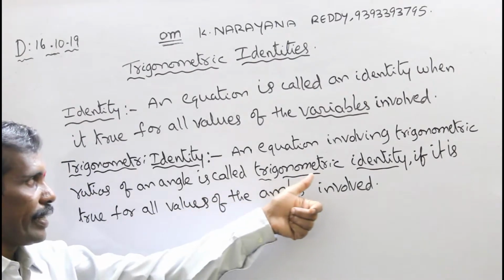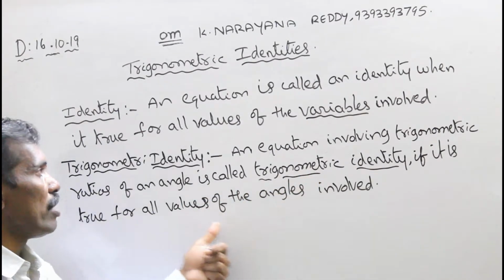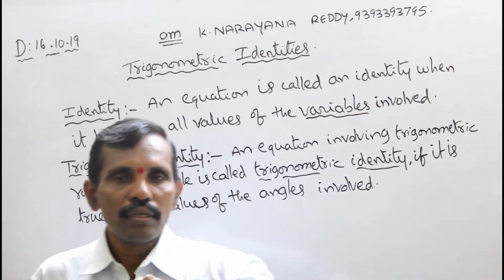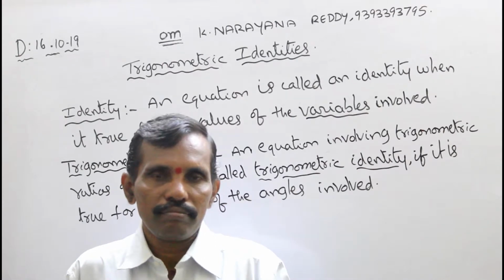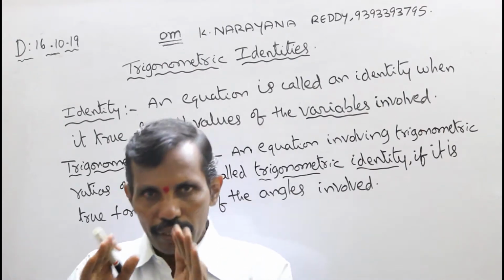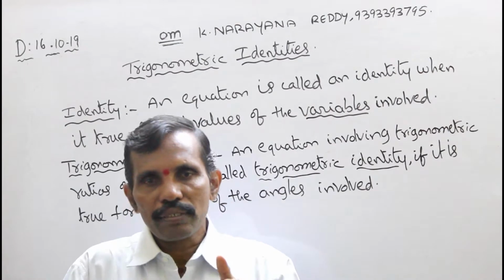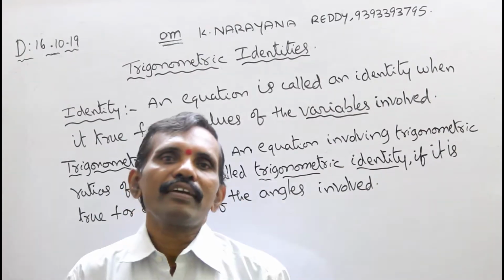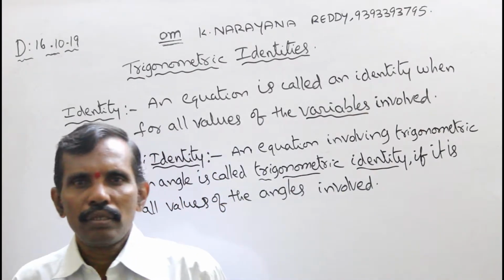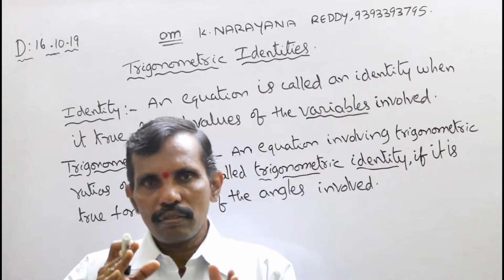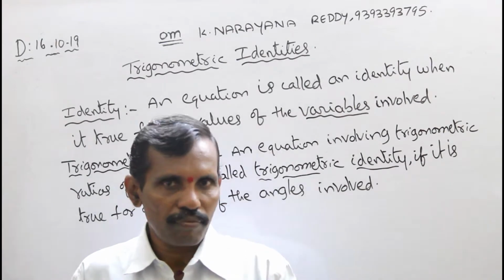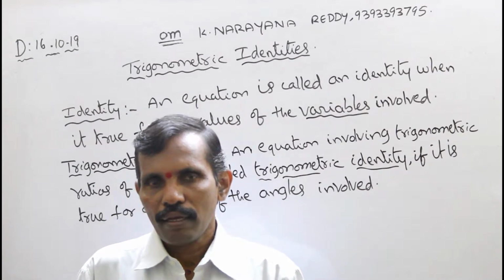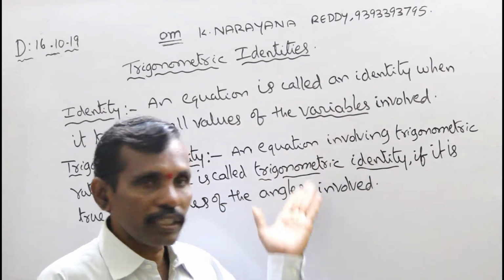It is called a trigonometric identity if it is true for all values of the angles involved. Suppose if you substitute some angle, you can get some value. If that value satisfies that equation, that is called a trigonometric identity. Same meaning, but the terms and words are different. That's all. In a person, what is identity? Proof. Nothing but a proof. Same identity and also trigonometric identity.